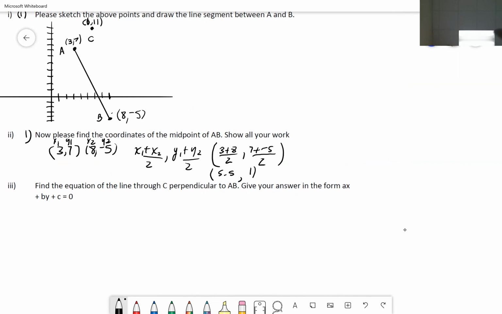So you should have gotten 5.5 comma 1. Or some of you might have just written it as 11 over 2 comma 1. Doesn't matter.